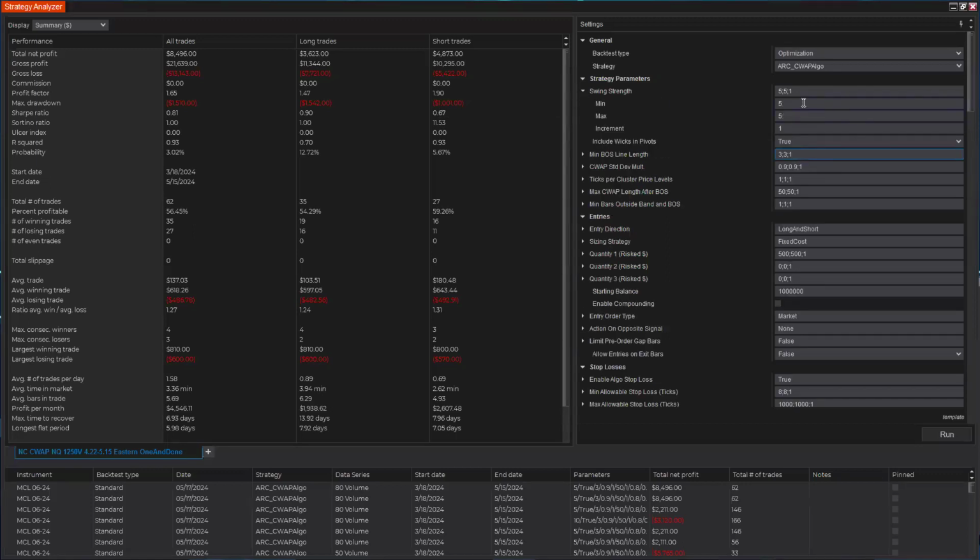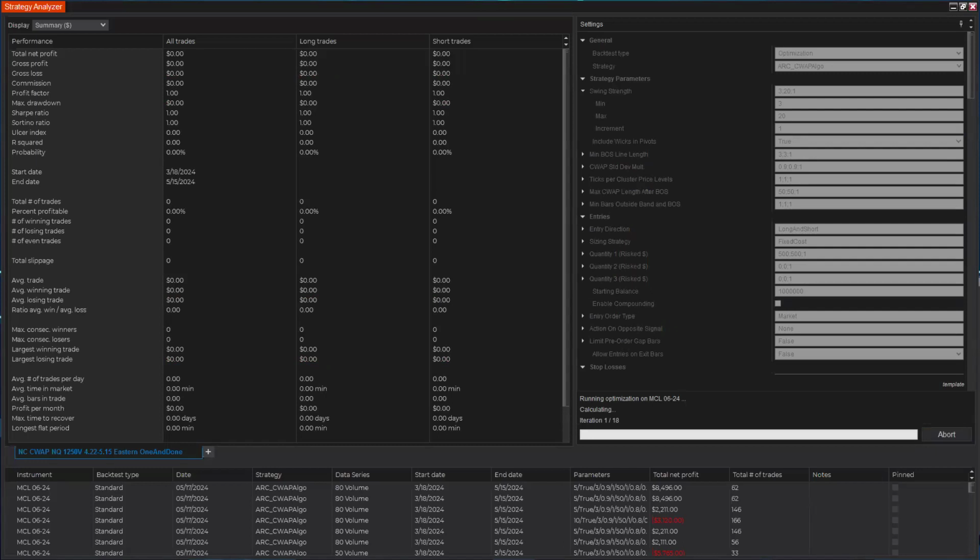So swing strength, I absolutely want to optimize this. I'm going to go 3 to 20. Pretty big range to start with. I'm not going to optimize anything else. I'm just going to start there. I'm going to run these 18 backtests and see what we come up with.